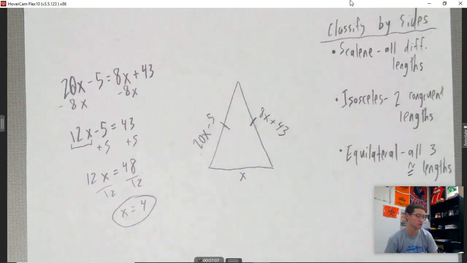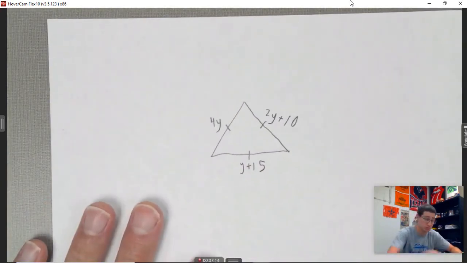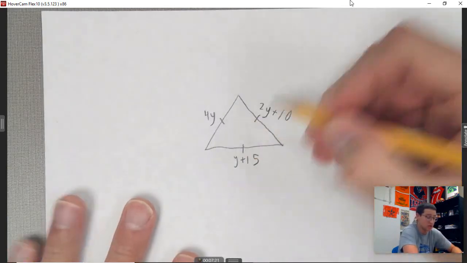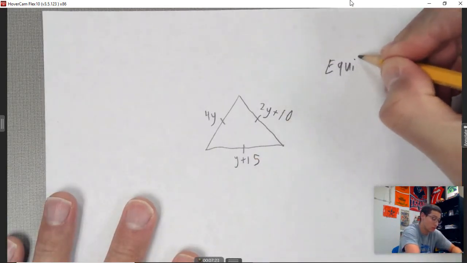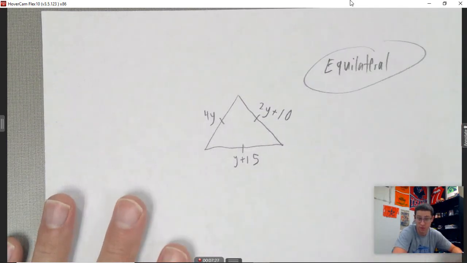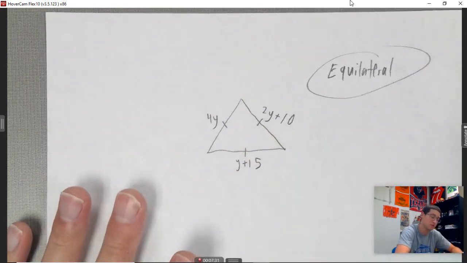Now, somewhat of a similar situation on the back. This time, though, we have 3 tick marks. So when you have 3 tick marks, that means all your sides are the same, so this is an equilateral triangle. Equilateral triangle, which means all your sides are the same. And again, the reason we know is because of the 3 tick marks.